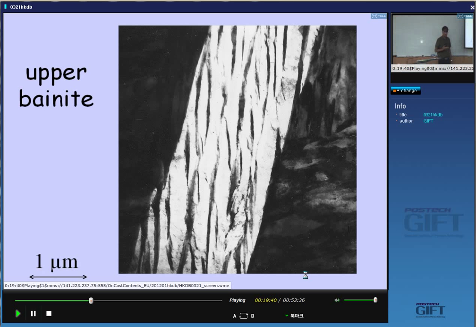Here is an actual micrograph, and notice the scale over here. This is 1 micrometer, so the plates are typically about 0.2 micrometers in thickness. And there is this phase in between the plates, which can be cementite. This is simply the rest of the martensite. It's been partially transformed.